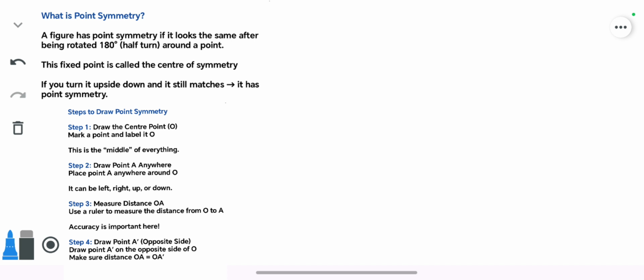And draw the center point. So first of all, we are going to draw a center point here. That's our center point, and we label it as O. Okay, now we are going to draw one point either on the left or on the right, up, down, whichever way you choose, it's up to you. So for this case here, I am going to draw a point towards the left.